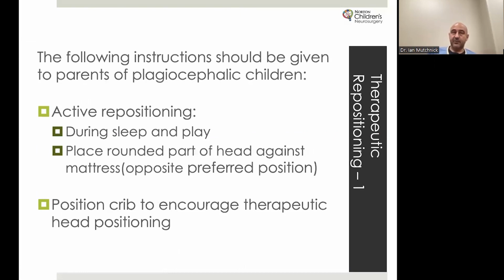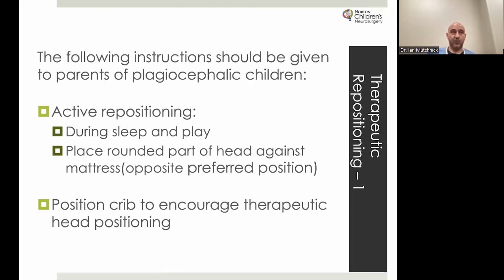If you have a kid who comes in with plagiocephaly, here is a set of instructions you can give to them. Active repositioning when they're sleeping and when they're playing. If they're laying on that affected side, actively reposition them, put them on the other side. Place the rounded part of the head against some kind of thing that won't compromise their sleep safety, although this is mostly with activity. I'm not actually advocating for sleep positioning. This is during play or awake resting.